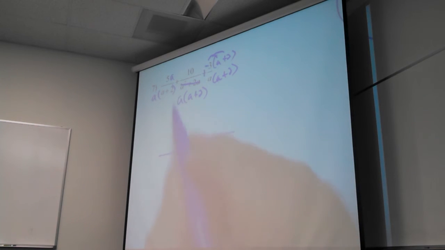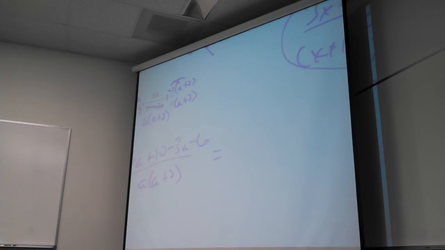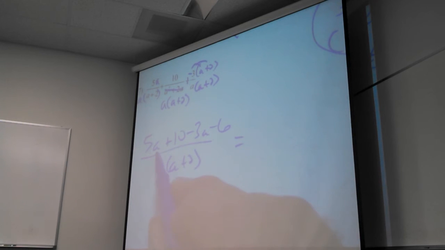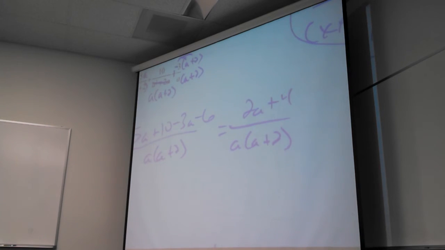So then what do I get here? I get 5A plus 10 minus 3A minus 6, and then I just have to put my like terms together. 2A plus 2A plus 10 is 4. Plus 4. And then what's always the last step?